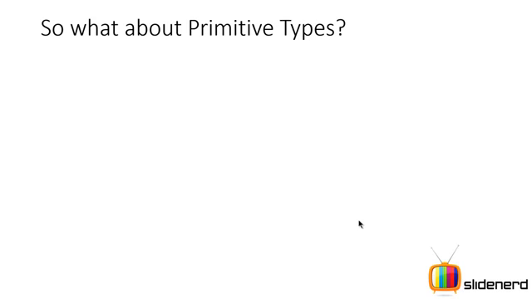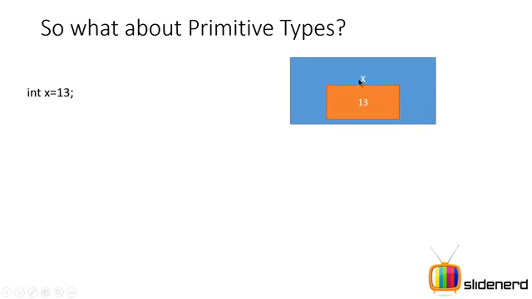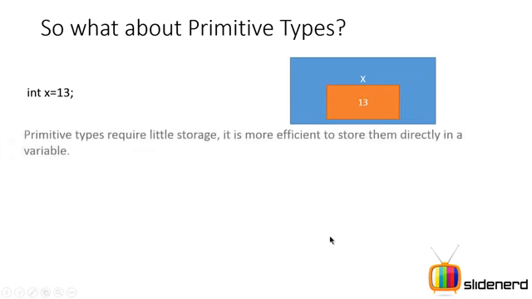Here, let's talk about what happens with primitive types. Int x is 13. Now let's take a look at how this is stored. You directly have x and 13 at the same place in memory, so no problems with that. Because primitive types require little storage, you know that an integer is going to take only 4 bytes, so it's better to store everything in one place rather than have different places, right?